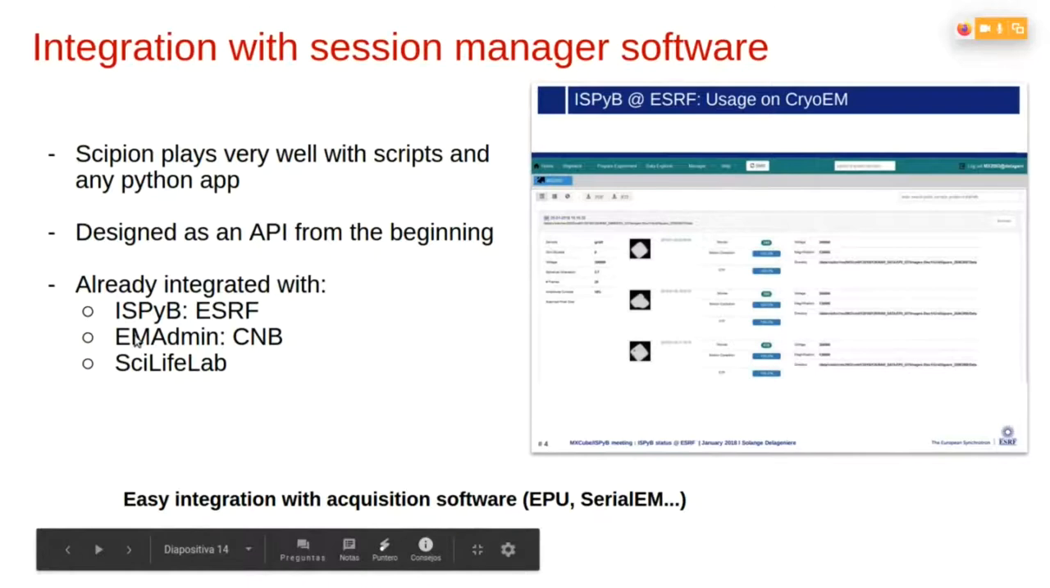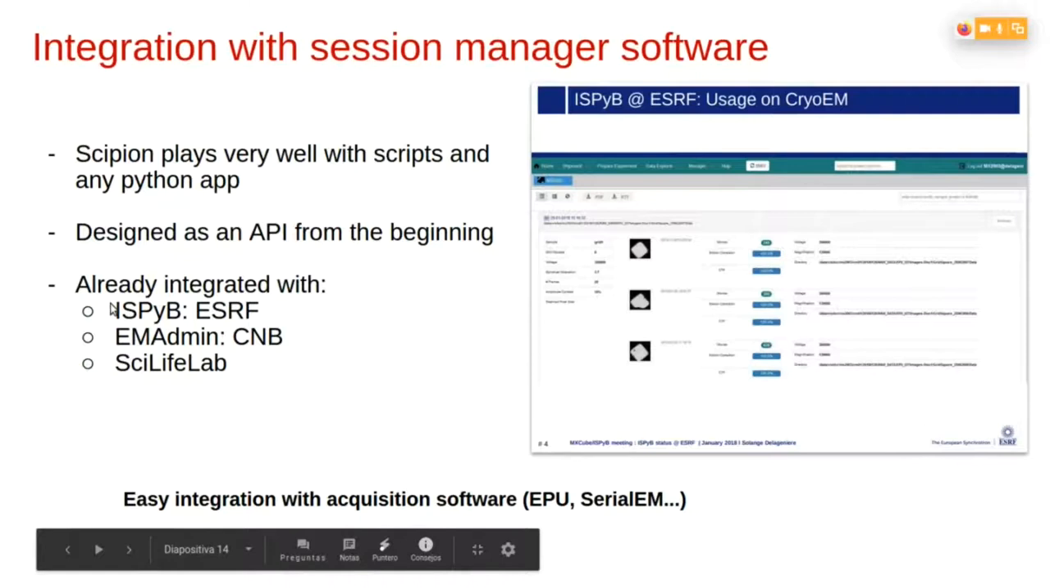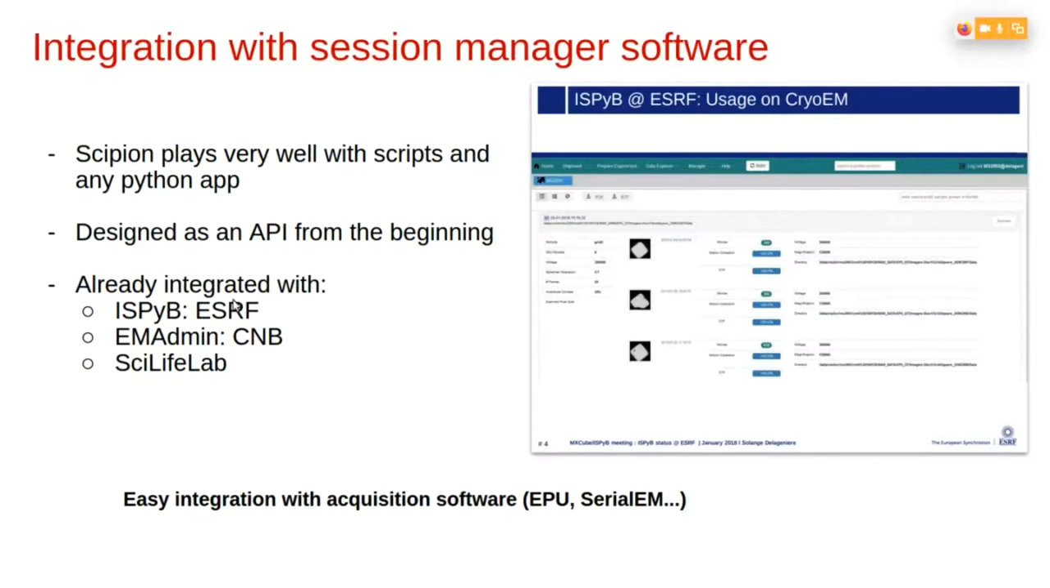For instance, we know that in the European Synchrotron, they use ISPyB together with Scipion, and both are communicating. Indeed, Scipion has a plugin to make that connection, and that plugin was developed by the European Synchrotron IT, for example. But also in our facility in the CNB, we are using EMAdmin, which is a software coded by ourselves, and again I will explain it in the next slide.